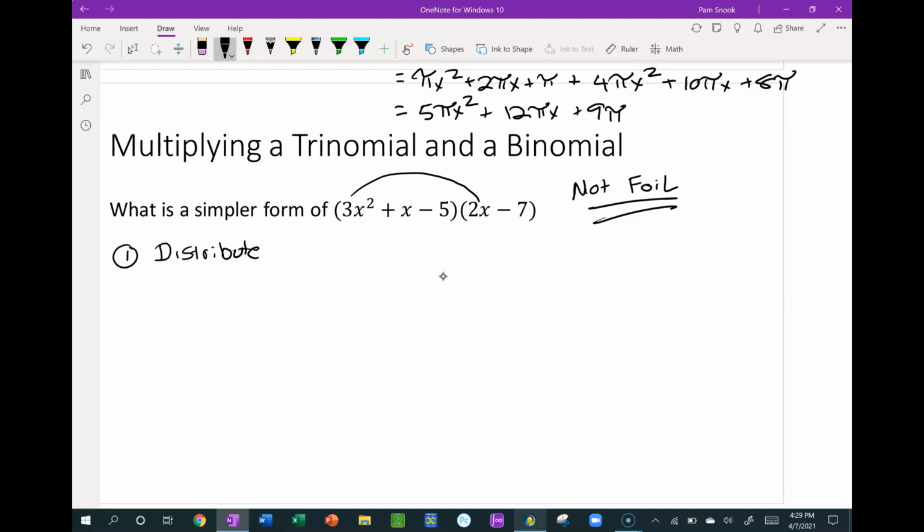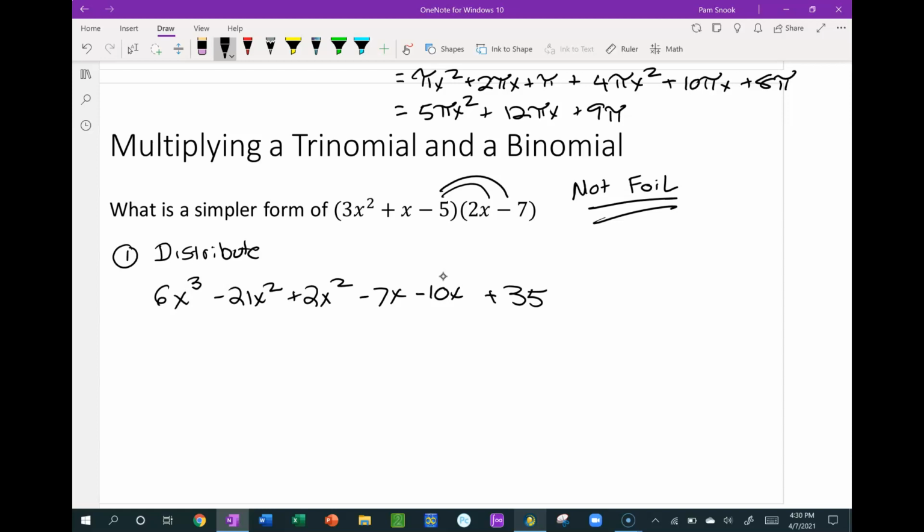So distributing my first term, the 3x squared, I get a 6x cubed minus 21x squared. So first term is done. Now let's do the second term, the x. So x times 2x is 2x squared minus 7x. That's done. Now do the last term. Negative 5 times 2x is negative 10x plus 35.